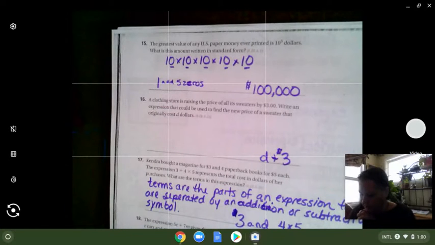All right, number 16, a clothing store is raising the price of all its sweaters by $3. Write an expression that could be used to find the new price of a sweater that originally cost D dollars. So if it's raising the price $3, it would be D plus 3.